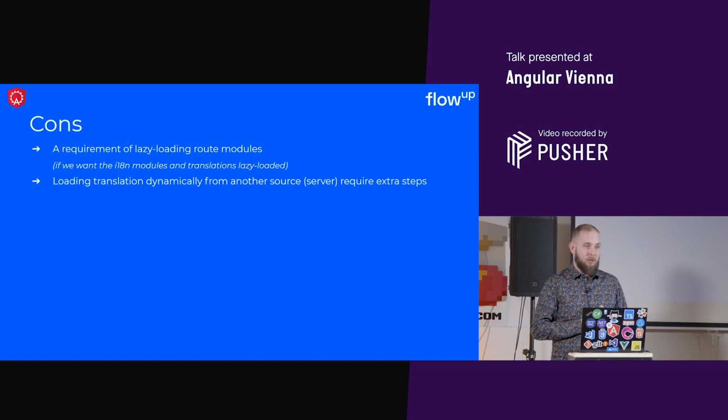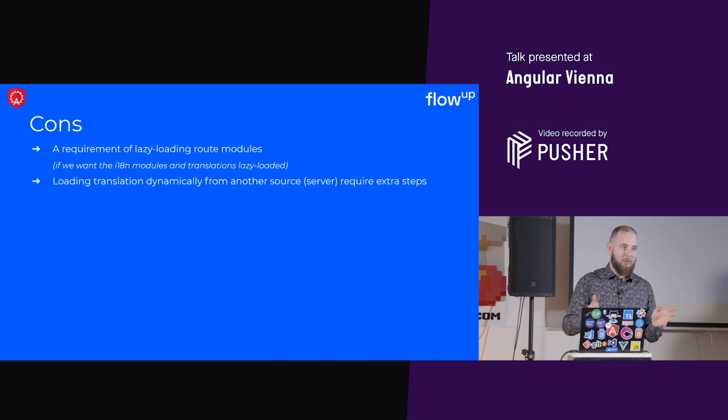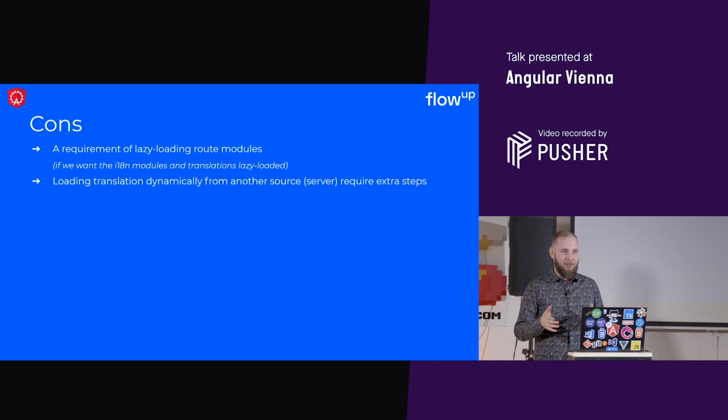So the other con is that if you want to load them dynamically from the server, it requires a few extra steps. You would need to do the same steps in any other setup, so it's not really a big problem. But if you still want to keep the build time, so let the compiler tell you that you are wrong, then you need to provide these build time translations.